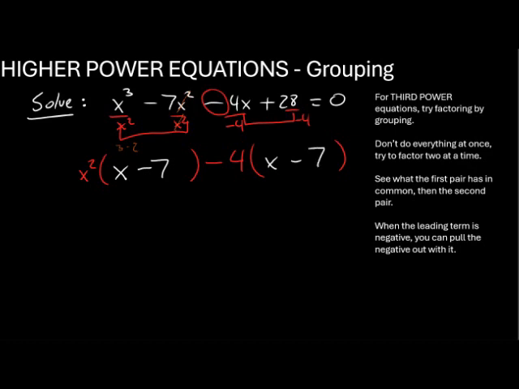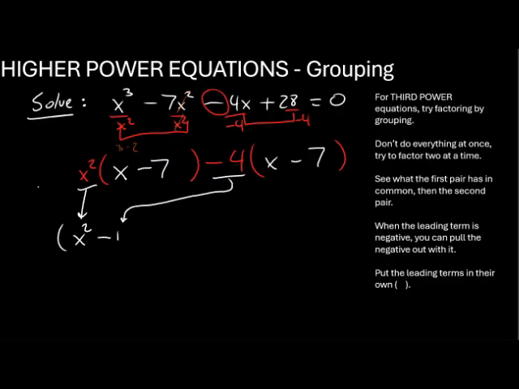Now that we've factored out x minus 7 from both pieces, we will now repackage the x squared and the negative 4 in its own parentheses. So the first leading term, x squared, goes in the front, and the other leading term, negative 4, goes after, giving us this first piece, x squared minus 4, and we multiply that times x minus 7, remembering we do not write x minus 7 twice. However, this is all still going to be equal to 0.